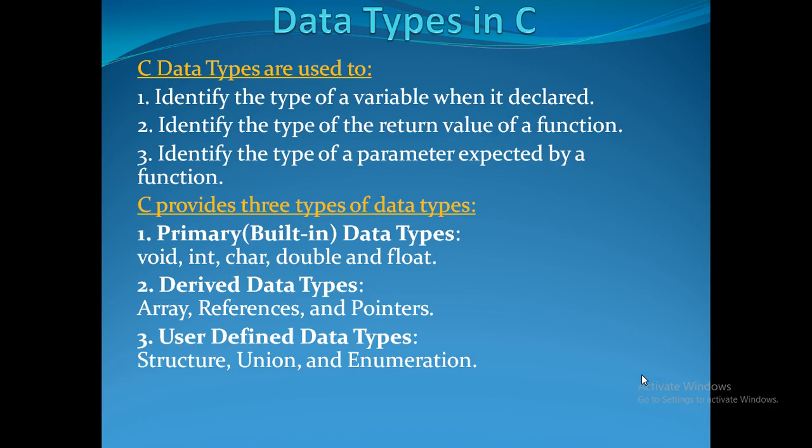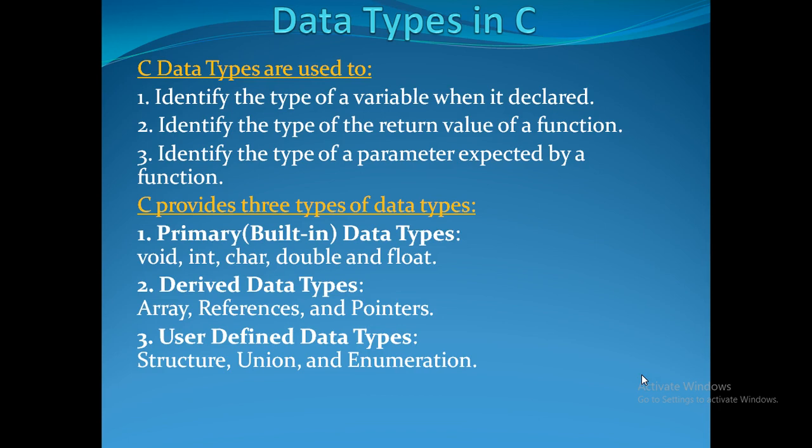So these three are the basic functionalities of C data types: identify the type of the variable, identify the type of the return value of a function, and identify the type of the parameters expected by the function. C provides three types of data types. First one, primary built-in data types. Those built-in data types are void, int, character, double, float, etc.